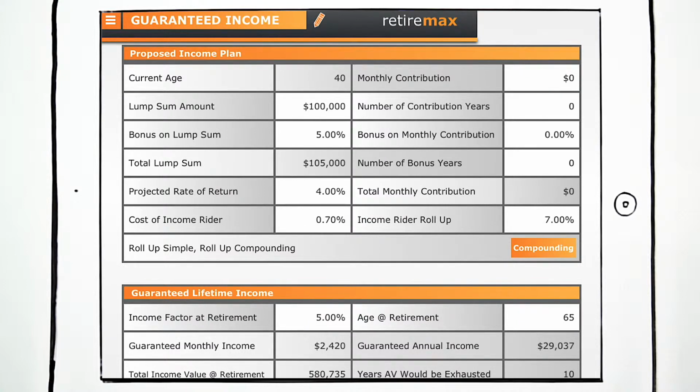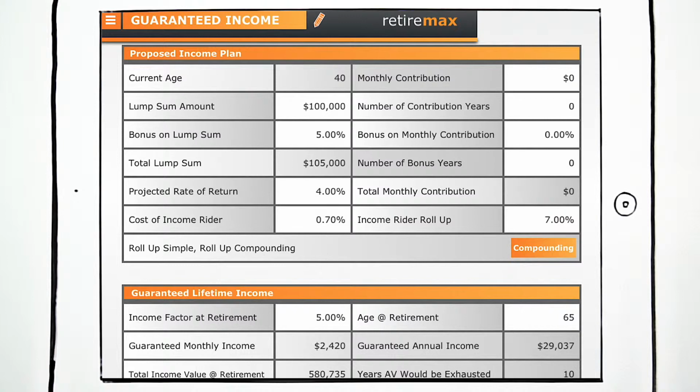It's important to input correctly whether the interest is simple or compounding. I'll use an example of $100,000 with a 5% bonus at a 4% accumulation rate. I put the cost of the rider at 0.7% and will not illustrate a monthly contribution amount. Note that when entering a percentage less than 1, you should enter 0 and then point and then the number.